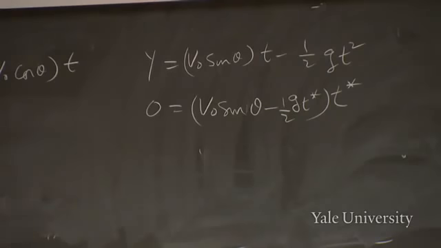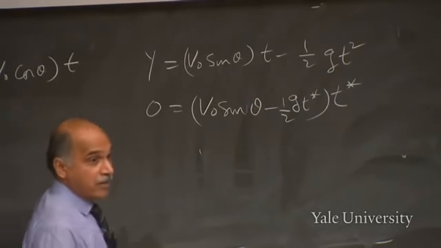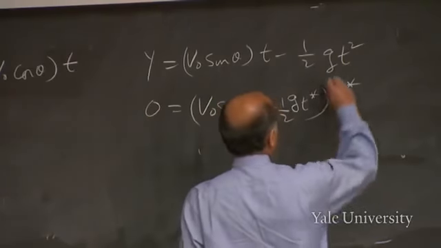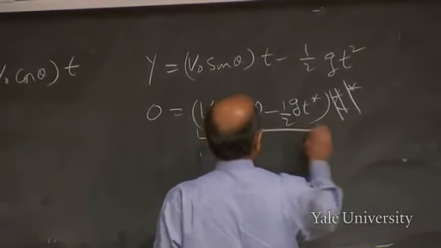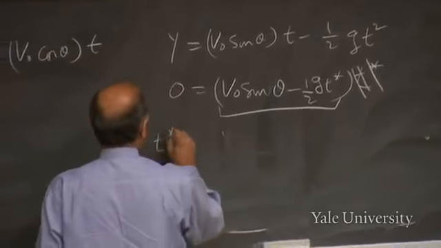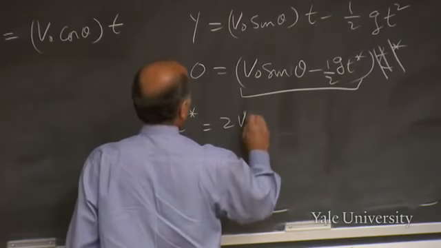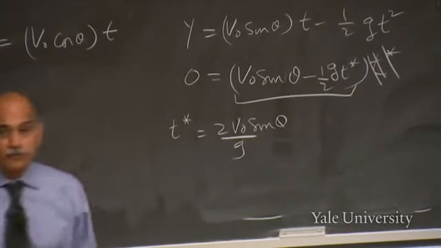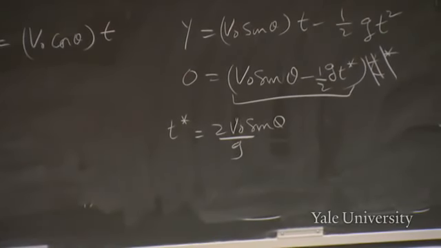So it says you are on the ground on 2 occasions. One is initially, but we're not interested in that. If the time you're interested in is not 0, you're allowed to cancel it and get the time from here, and that time is t star equal to 2v0 sine theta over g. That's how long you're in the air.